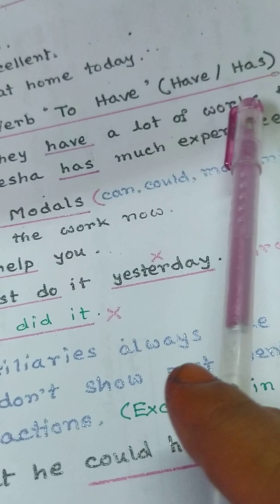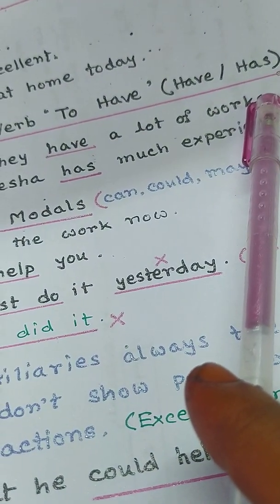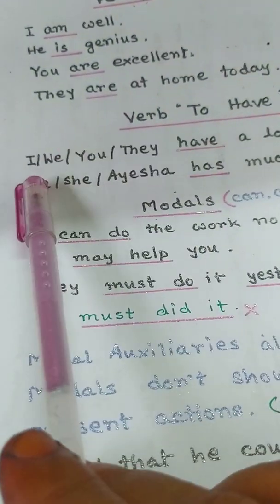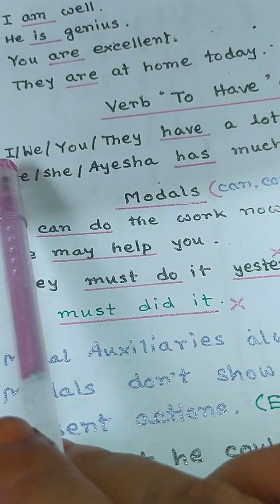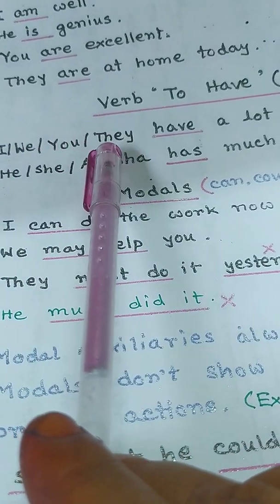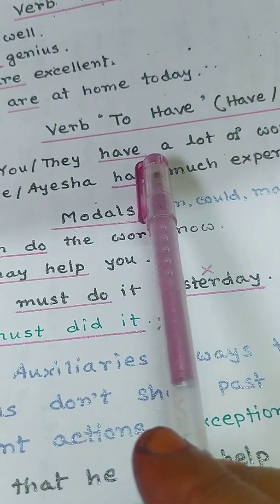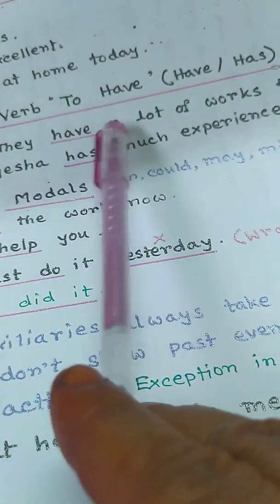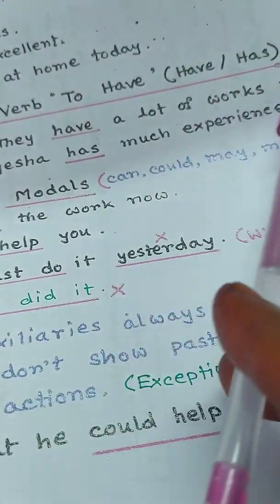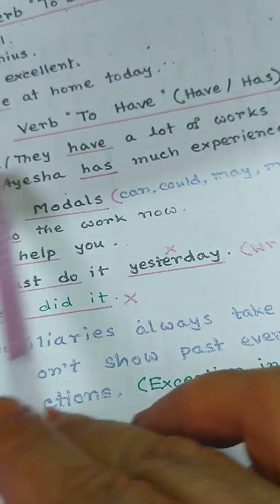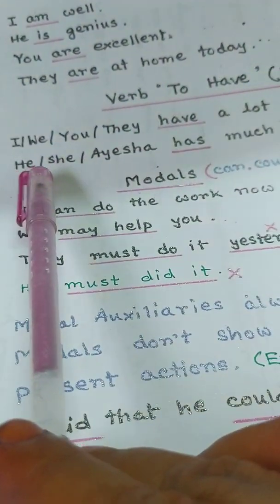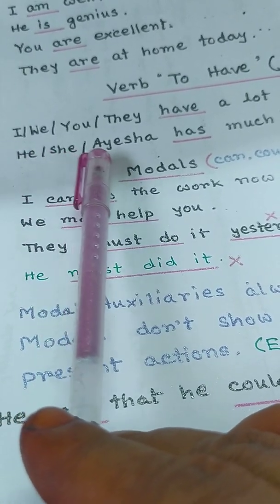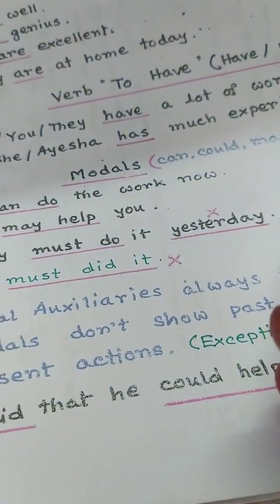Look at verb to have. In present simple, verb to have has two forms. One is have and another is has. Look at the structure. If the subject is I, we, you, they, then it takes have. They have a lot of works to do, you have a lot of works to do, we have a lot of works to do, and I have a lot of works to do. Then comes the third person singular. He or she or Aisha has much experience.